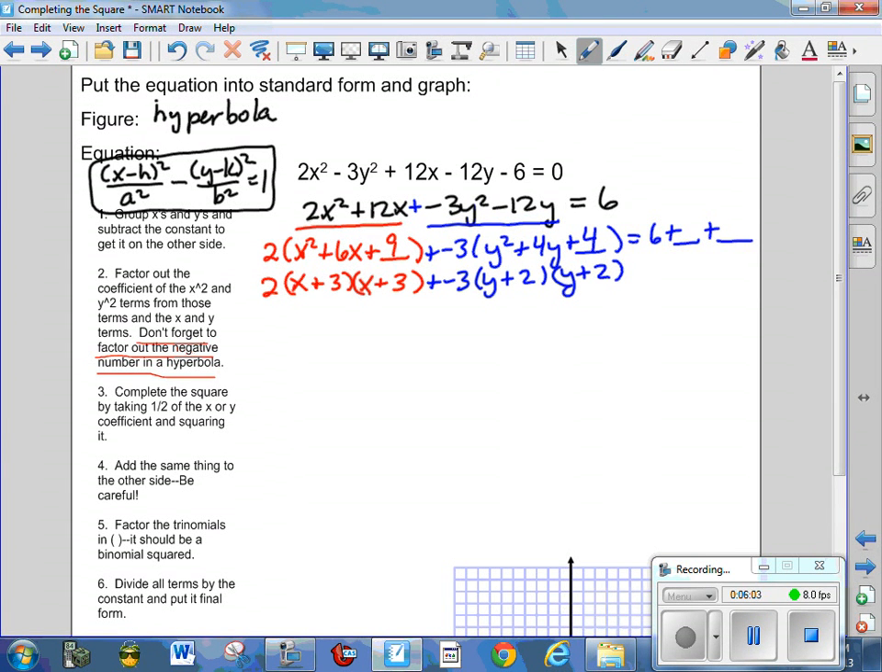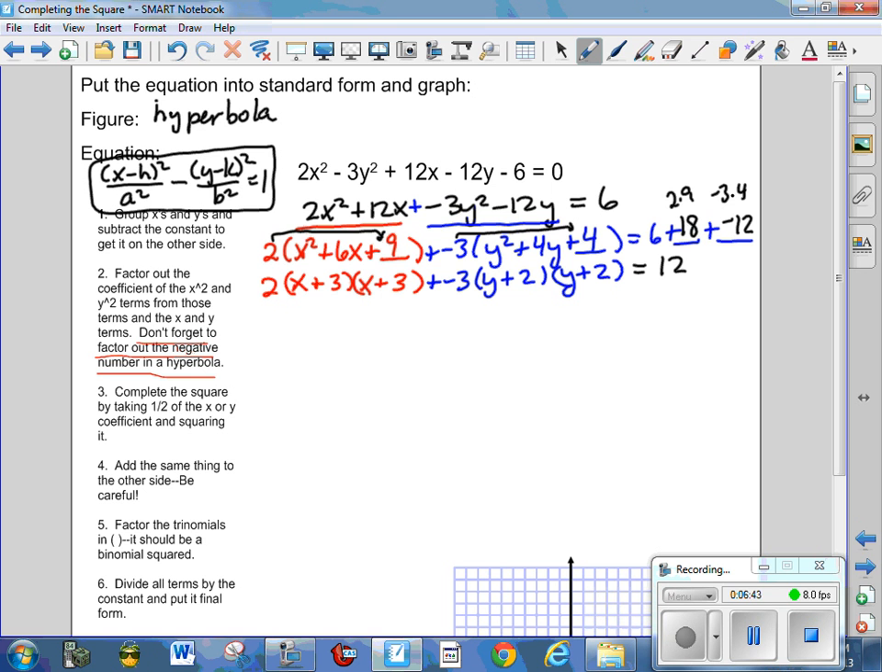Now we always have to do the same thing to the other side. So what am I adding to the other side? Am I adding 9 and 4? No, not 9 and 4. Because notice the 9 is inside a parenthesis with a 2 on the outside, and the 4 is inside a parenthesis with a negative 3 on the outside. So what I'm really adding is 2 times 9 and negative 3 times 4. So this is 18, and this is negative 12. So what I end up with here is 24 minus 12 is 12.